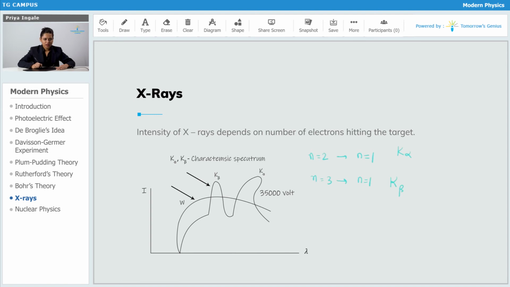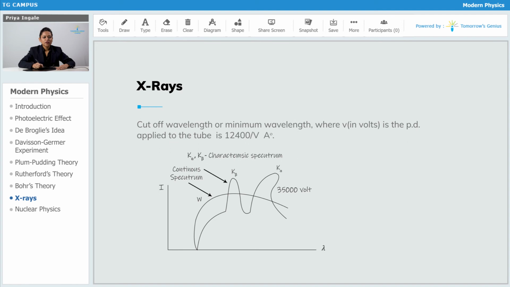Then what about the continuous spectrum? Continuous spectrum includes all possible wavelengths, like from lower to higher limit. Right. So this is all about continuous and characteristic spectrum.